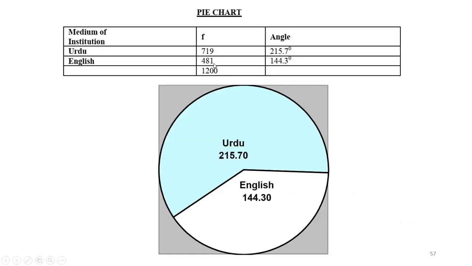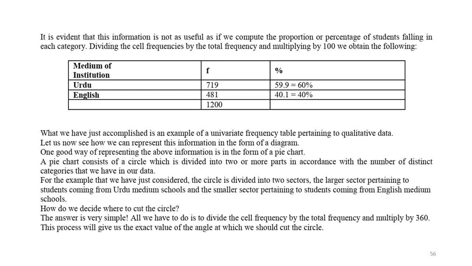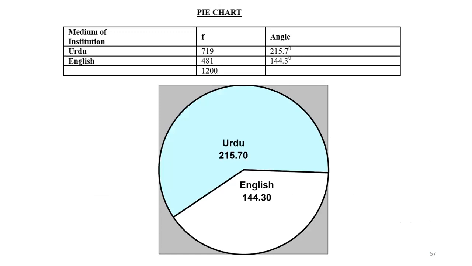Let's see. We divide the cell frequency by the total frequency. For example, Urdu medium 719 is a cell frequency, divided by the total frequency of 1200, and we multiply by 360. You will get 215.69, approximately 215.7. Likewise, for the second sector, 481 divided by 1200, multiplied by 360, you will get 144.29, approximately 144.3. This is how you will get this angle.